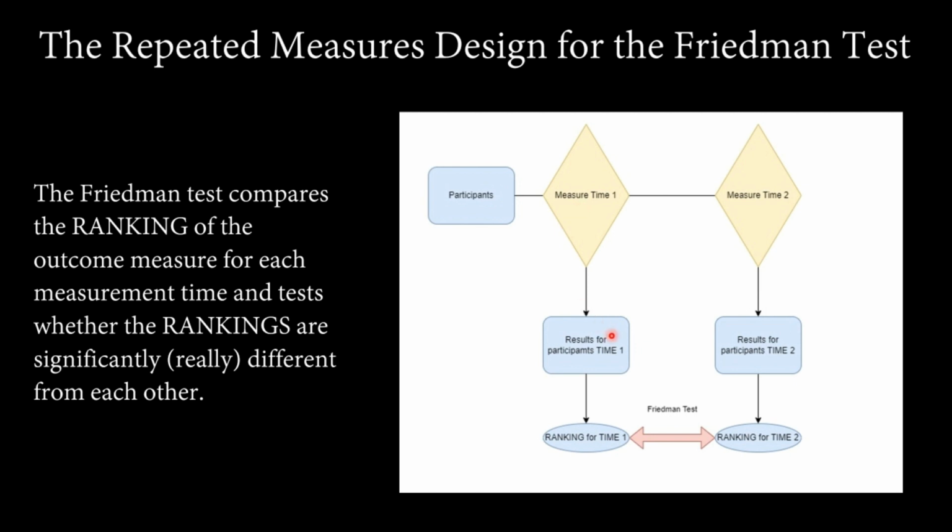Well, the way this works, we collect results for time 1, we collect results for time 2. In this case, we're comparing rankings for time 1 with rankings for time 2 with the Friedman test. And if we had 3 or 4, it would be the same Friedman test, testing whether these come from the same distribution.